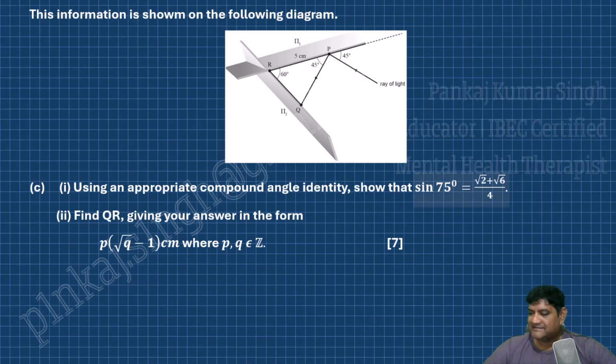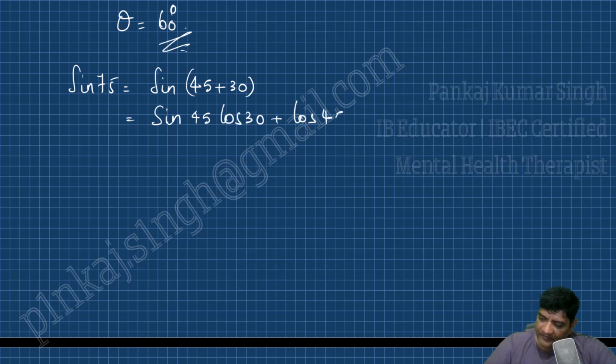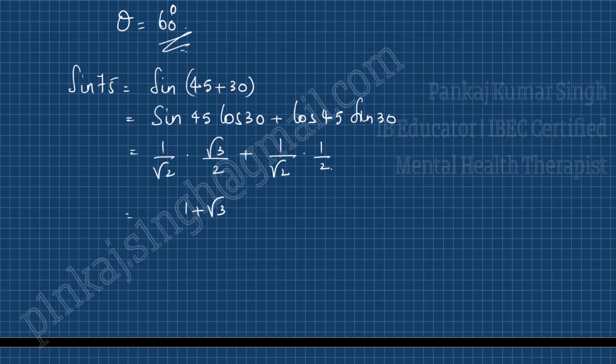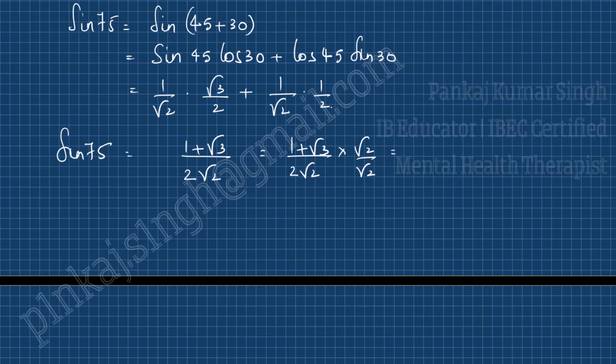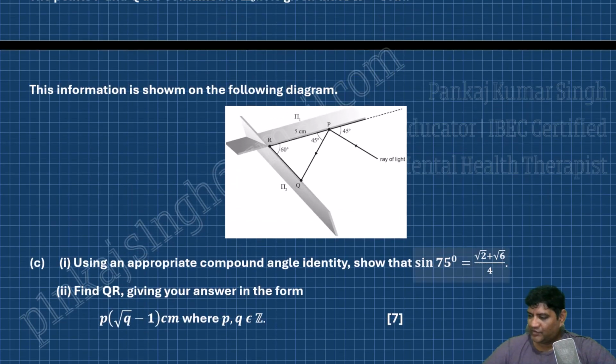I need to prove that sine 75 is so and so. Sine 75 can be written as sine of 45 plus 30. And here I can apply the sine of a plus b formula, and that's sine a cos b plus cos a sine b. And yes, that's what we got.